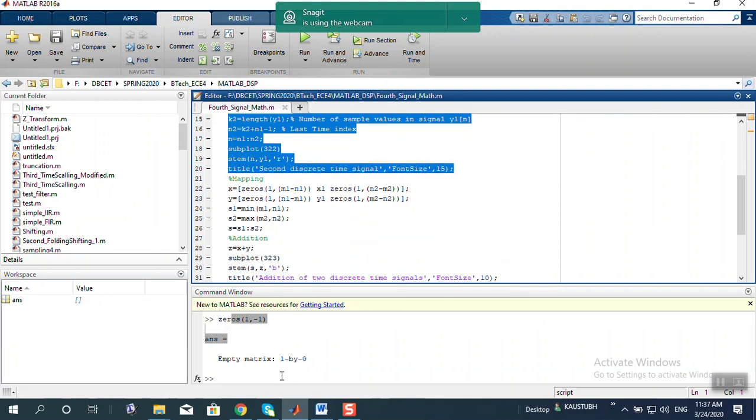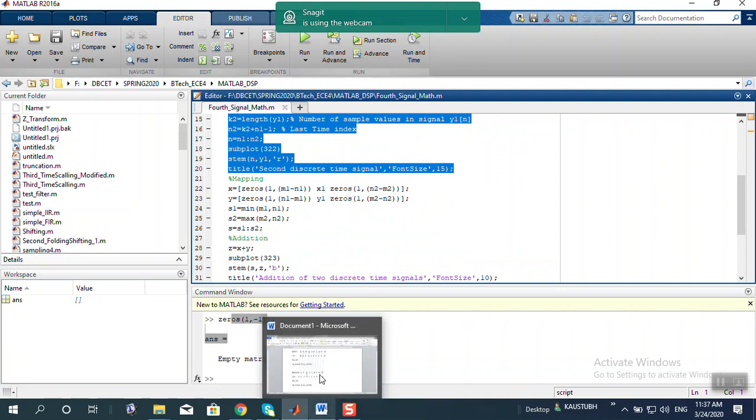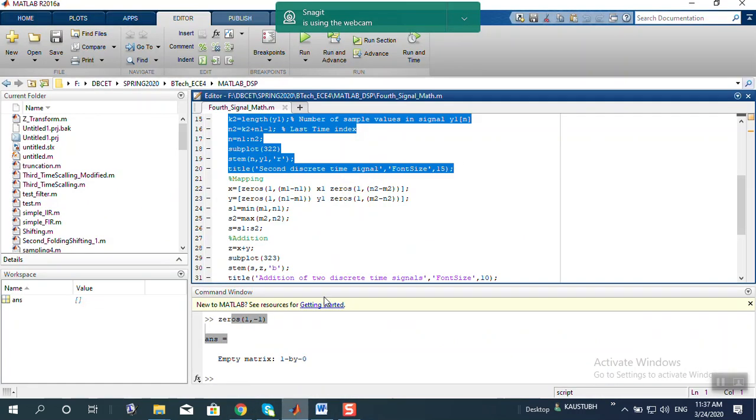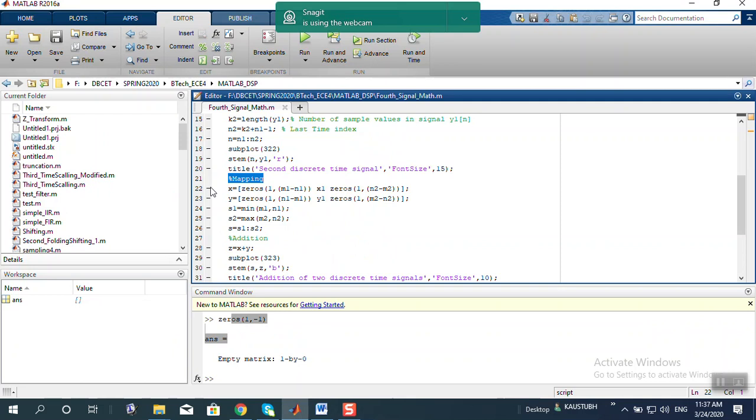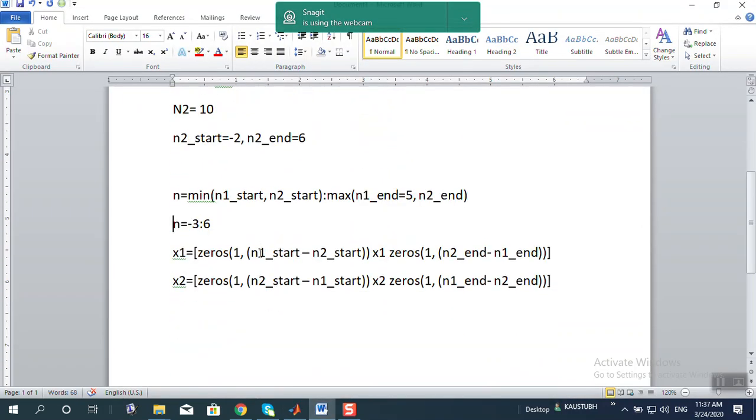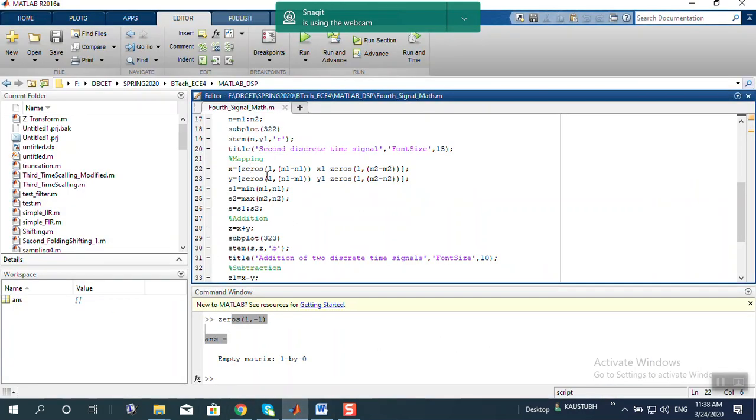Then the second point, as I mentioned, is to maintain the timing as well as the length of the signal. So here, which I am considering as a mapping process, the same procedure as I explained here has been coded here. So zeros 1 comma m1 minus n1. Here instead of n1 start for m1 and n2 start for n1, I considered this. So 1 comma m1 minus n1, x1 the original values, zeros, like that, the same procedure as I have explained.